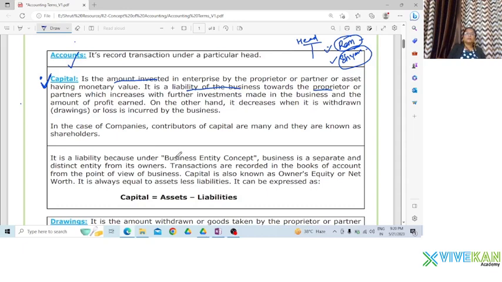Further, if you earn profit, it keeps adding on and increases the liability, and if you have a loss, then it will reduce. How this works is, suppose you have invested 1 lakh rupees. If you have a profit of, say, 10,000, this will increase your capital. Understood?